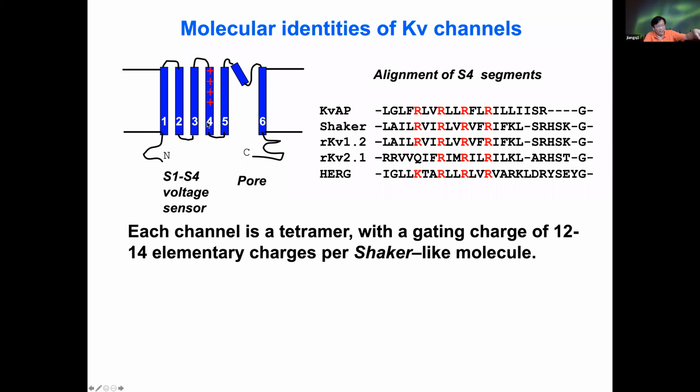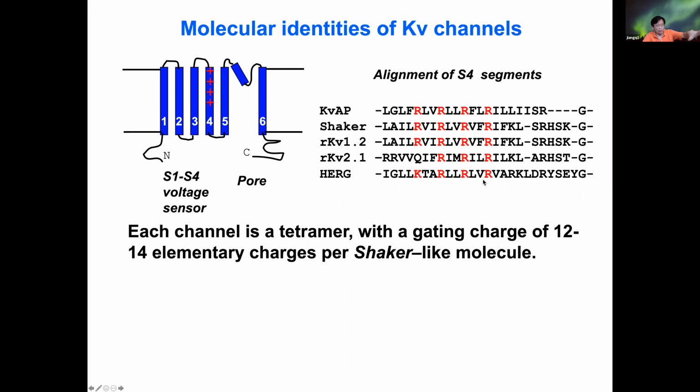must have this four helical bundle domain called voltage sensor domain, and every one of them contains four transmembrane segments, and the fourth one, which is called S4, contains these regularly positioned positive charge residues, which are responsible for sensing the change in transmembrane potential.